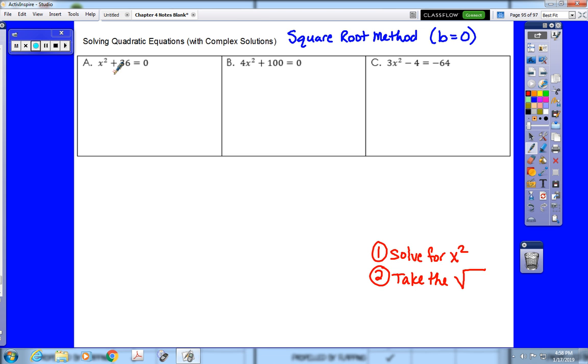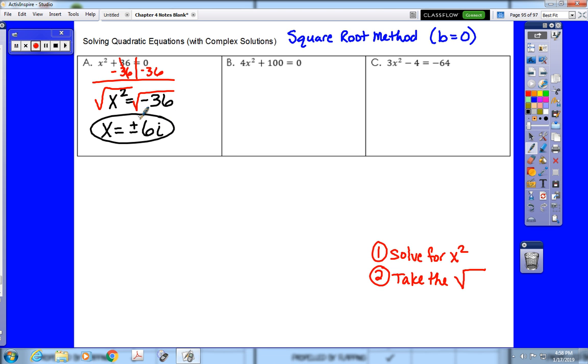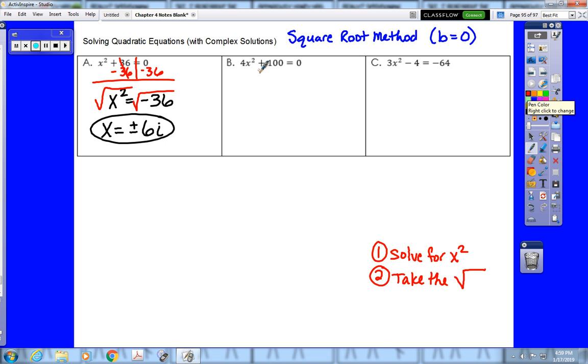So on letter A, we should be subtracting 36 from each side, which would solve for x squared. That would give us x squared equals negative 36. Now in a previous video, we talked about what happens when we take the square root of a negative number. In this case, the square root of negative 36. On the left side, we would just have x. And on the right side, if the square root of 36 is plus or minus 6, then the square root of negative 36 is plus or minus 6i.